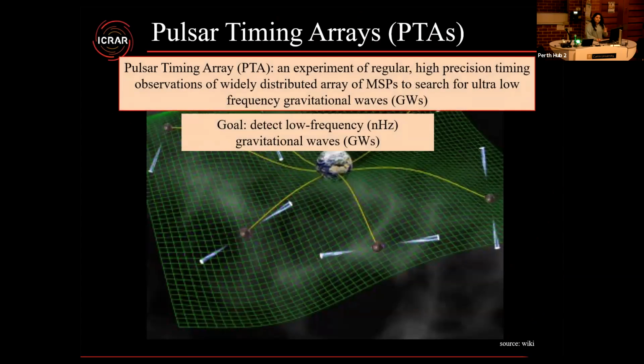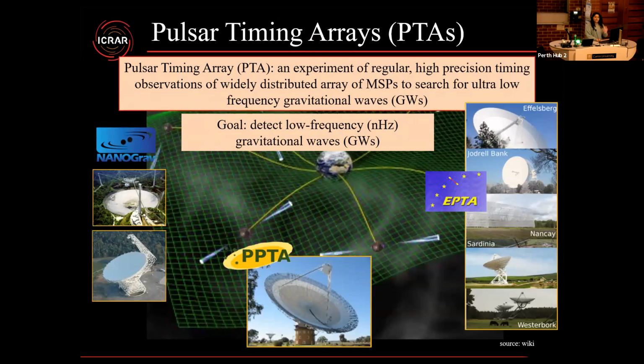There are multiple different groups around the world working on this. For example, the North American NANOGrav group, the Parkes Pulsar Timing Array group, the European Pulsar Timing Array group, and also some newly emerging groups from India, China, and South Africa, with the ultimate goal of detecting low frequency gravitational waves. This is also a key science area for SKA. It is a long-term project and comes with lots of challenges.